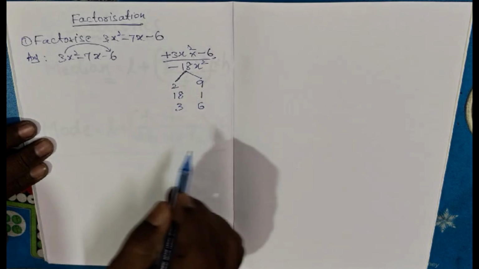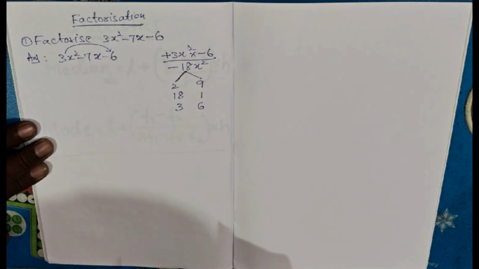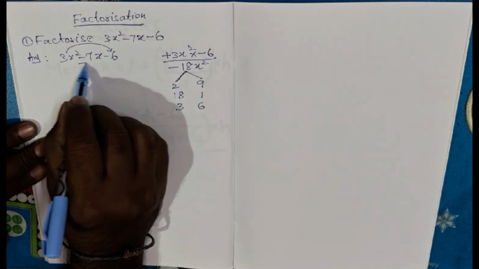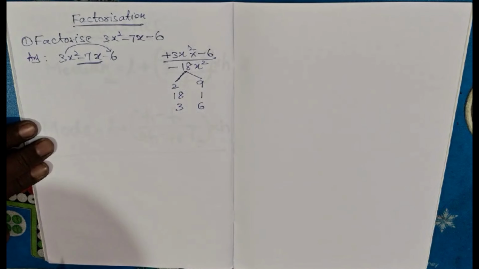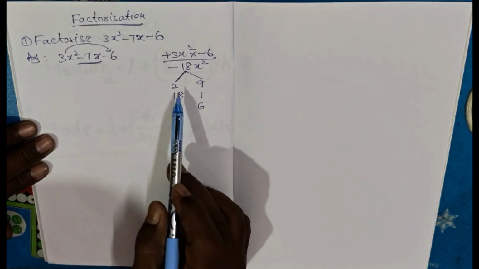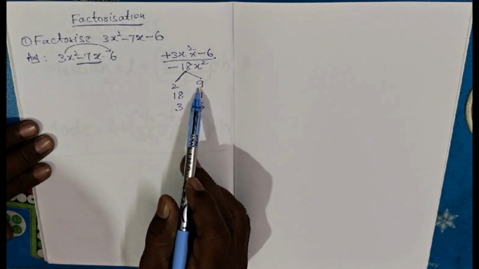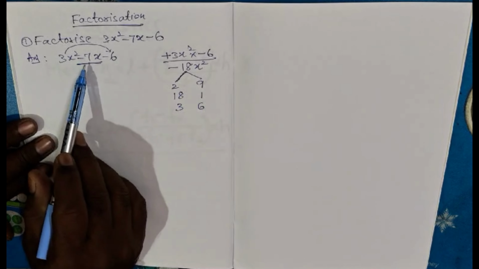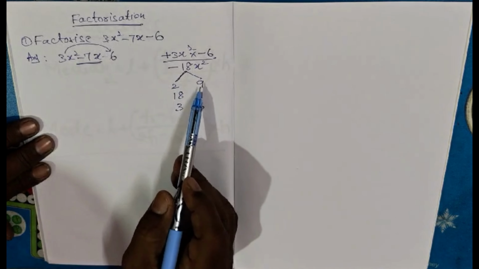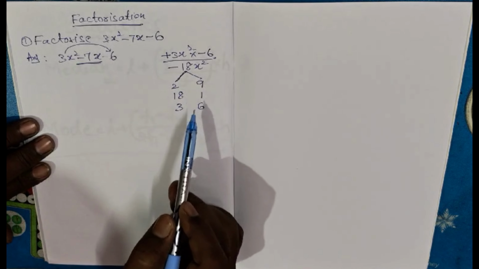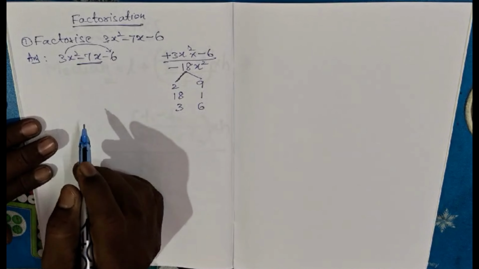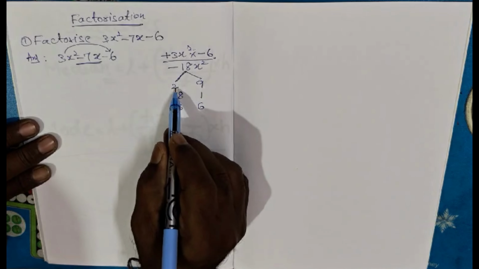So among these tables, which table do we have to choose? That depends on this middle number, 7x, because we are splitting that middle number only. Minus 7x: we have to add these two or subtract these two, and you should get 7. Suppose you didn't get 7 here, go for this. If you didn't get 7 here, go for this. So now let us see. First one I will take up.